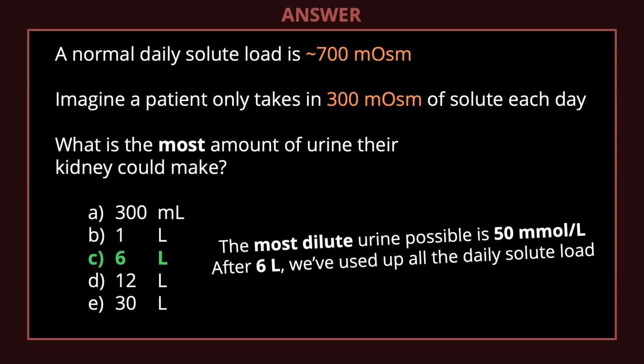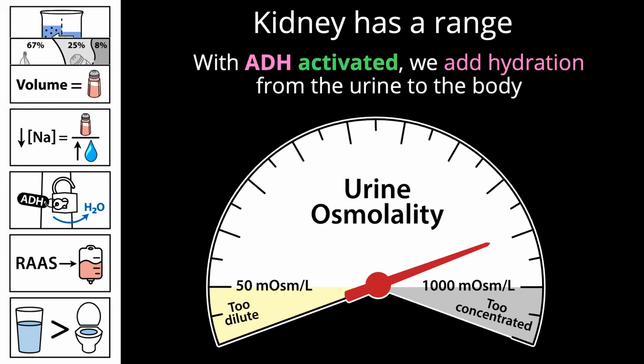And the reason is that the kidney has a lower limit on how dilute it can make the urine, right? It can't make it any more dilute than 50 milliosmoles per liter. And so after 6 liters of urine, if we multiply that 6 liters by our 50 milliosmoles per liter, we can see we've excreted 300 milliosmoles, and that's the amount we took in. And because volume always wins, you're not going to keep excreting more volume, not going to keep excreting more sodium past your daily solute load. And so you stop making urine at 6 liters because 50 is the most dilute it can be. And so you have a limited urinary output. Okay. This is the idea here.